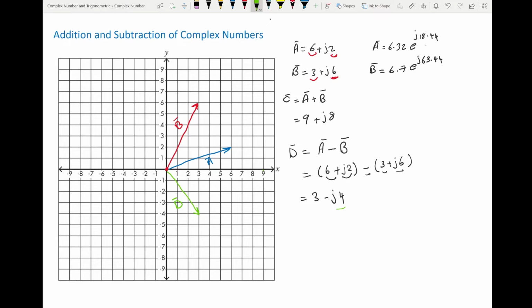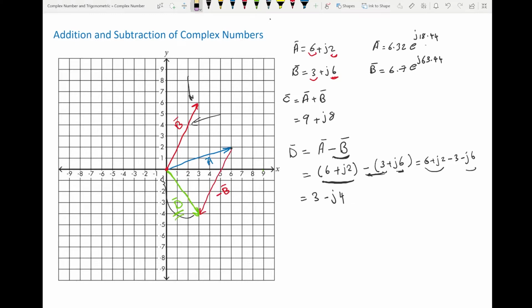Now I can think of it graphically as follows. 6 plus J2 minus 3 minus J6. 6 plus J2, I will be at this point. Minus 3, then I move 3 units, 1, 2, 3. Minus J6, I go down 6 units, 1, 2, 3, 4, 5, 6. So I am here.